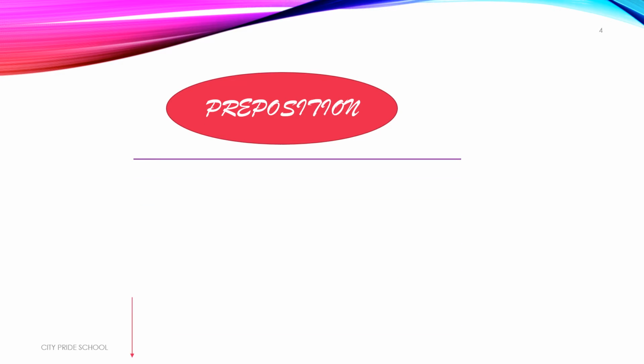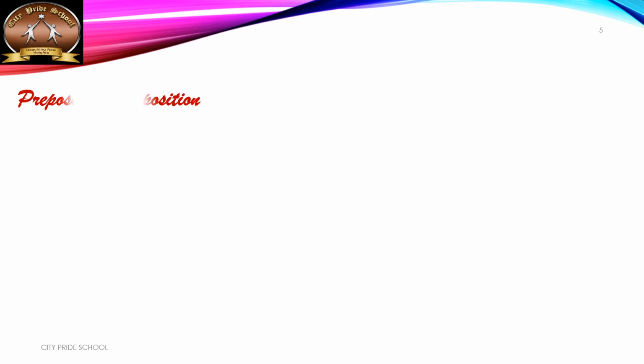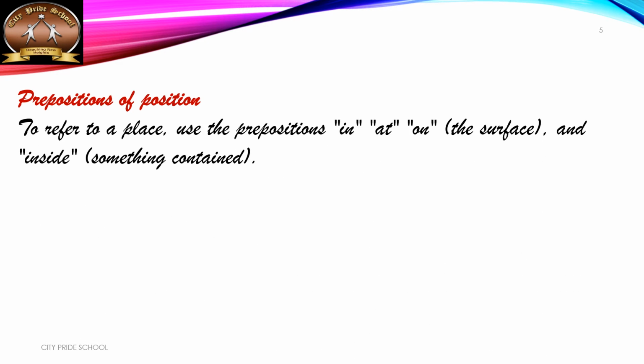Here are the three kinds of preposition: preposition of place, preposition of direction, and preposition of time. Preposition of place is also known as preposition of position. So let's begin with preposition of position or place. To refer to a particular place, we use the prepositions in, at, on.